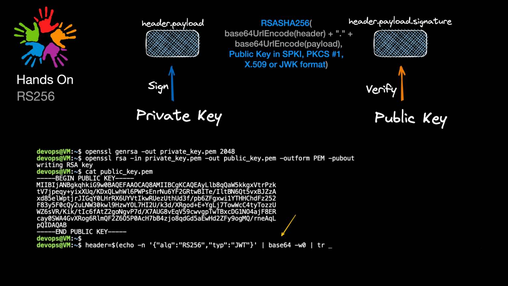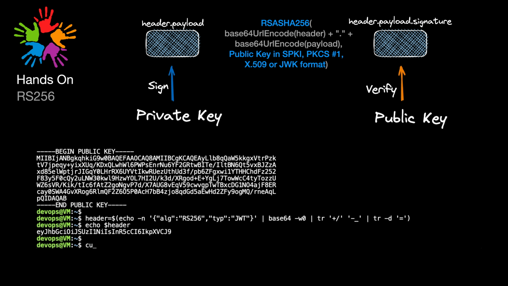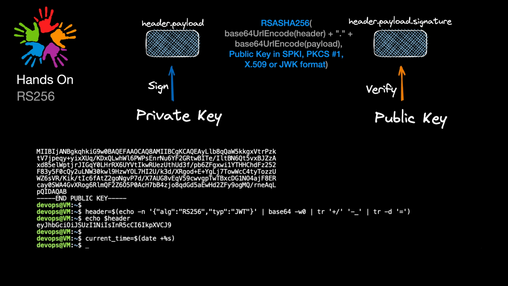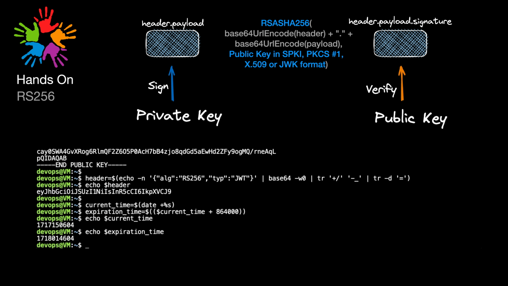We use base64 to encode the header and then the tr command to replace the plus and slash sign with minus and underscore respectively. Then we again use tr to remove the equal sign. This converts the encoded string from base64 to base64 URL encoded. Going to the JWT payload, we can set an exp claim that points to the token expiration time. And then we construct the payload.